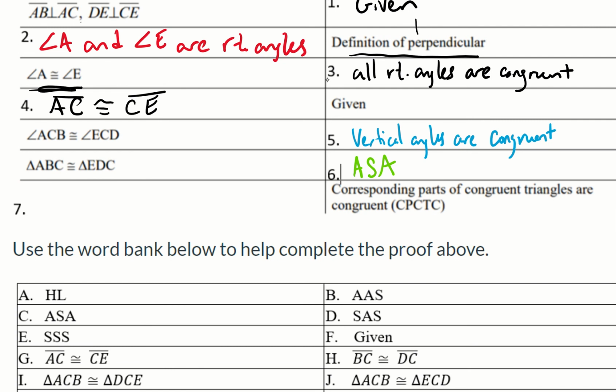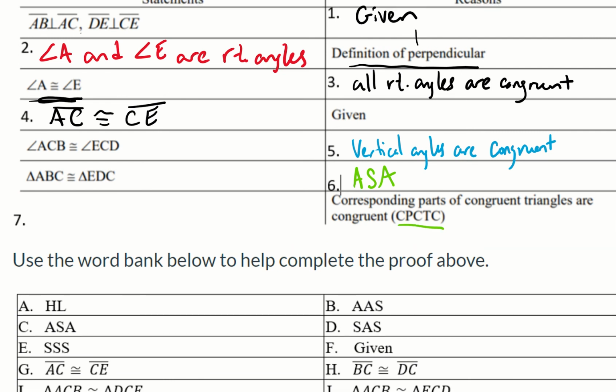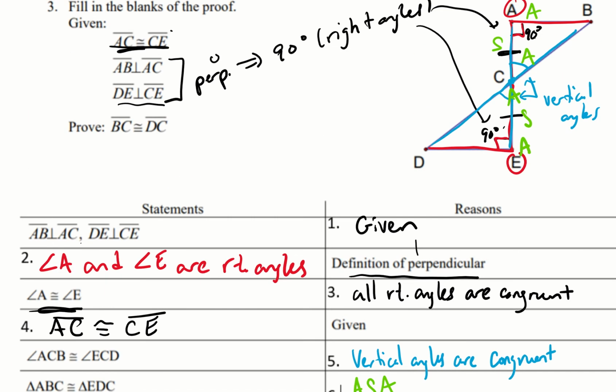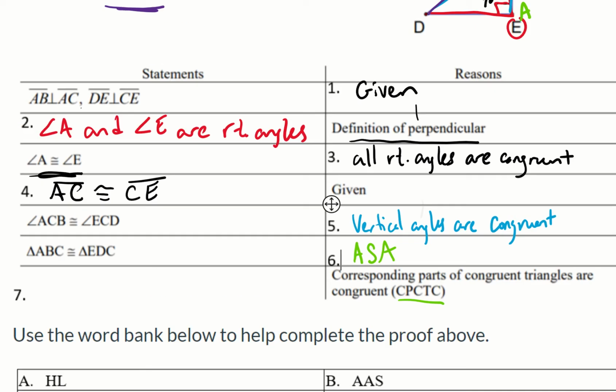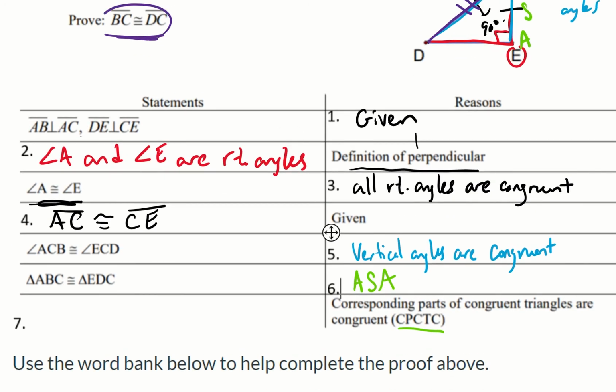All right, so now we're using the CPCTC. Because we know that the two triangles are congruent, that means any two corresponding parts have to be congruent, which means that we're trying to prove this, right? Which means that this part has to be congruent to this part because those two triangles we established are congruent. So because they're congruent, that means those two are the same. And so that's called CPCTC. All right, so that's the proving statement.